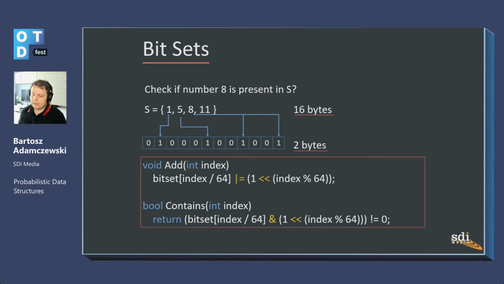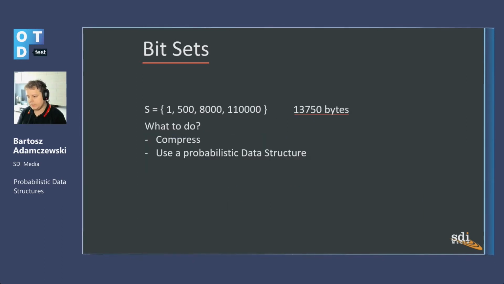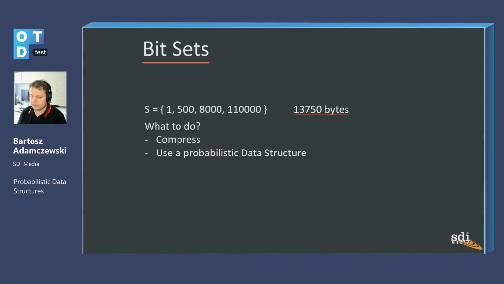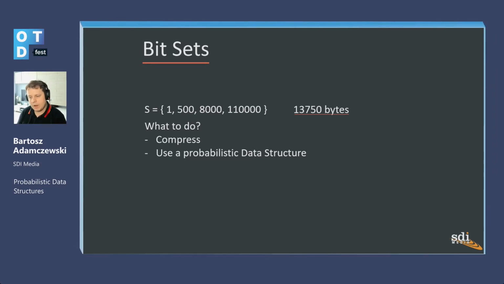And that's all good, and we use bit sets, but bit sets have their problems. So one of the problems of bit sets is that if you have just a couple of numbers, like 1, 500, 8,000, and 1 million, then you have a lot of gaps in between these numbers. So this set is actually 13 kilobytes long, although it contains only 4 items. So we have to solve this problem somehow.